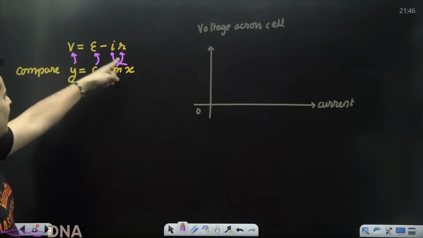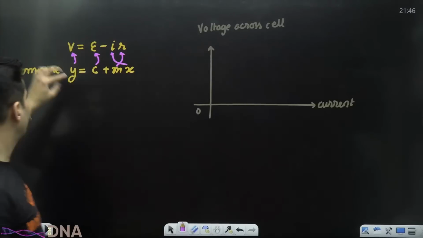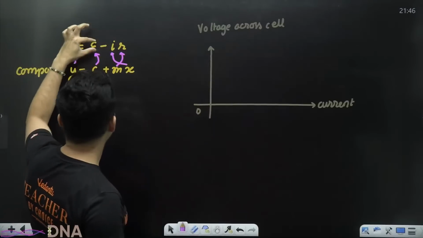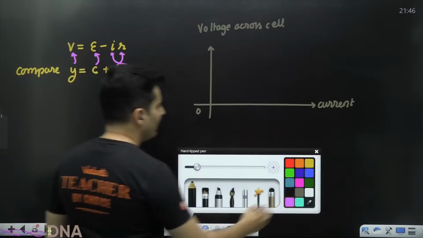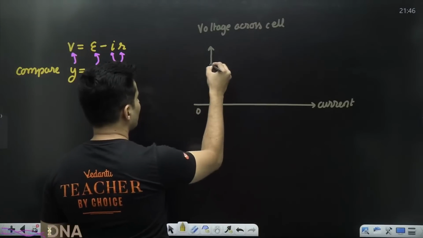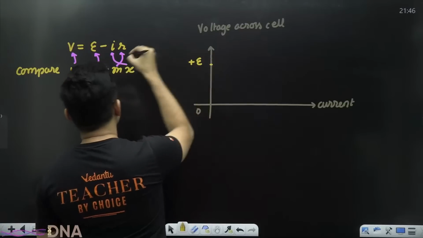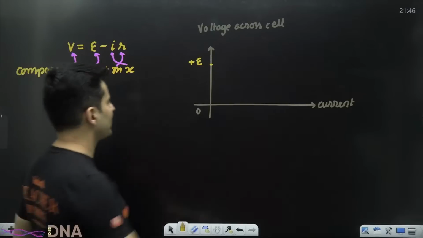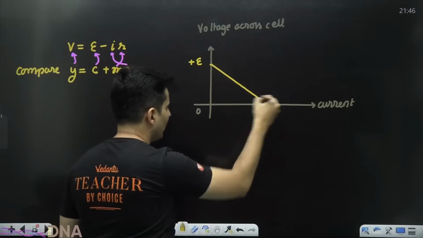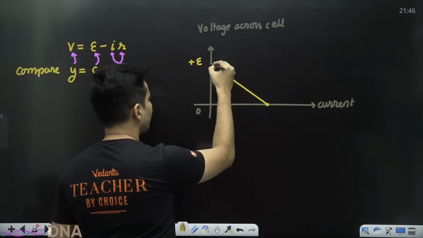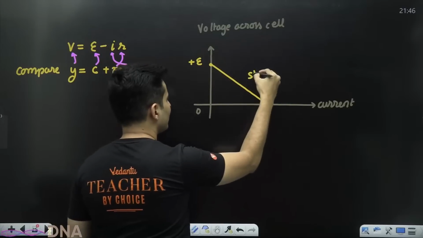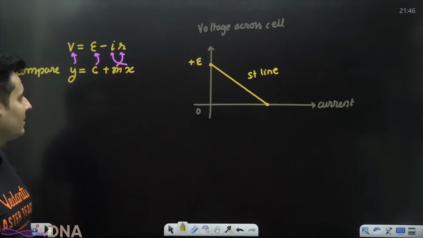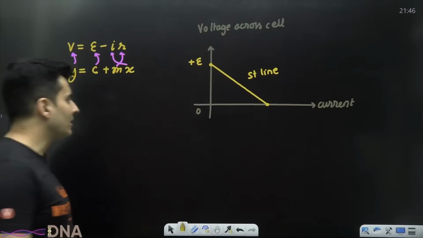So if I use this analogy, y-axis is voltage, so this should be a straight line. The y-intercept is positive, which is E. So this is your plus E. The slope is negative R. So it should go down like this. It will hit over here. So it will be a straight line when you draw voltage across the cell versus the current.